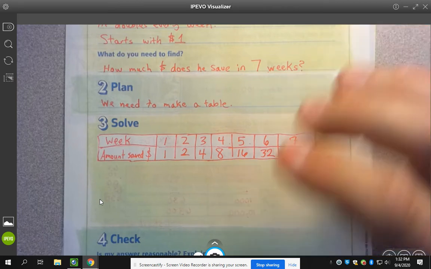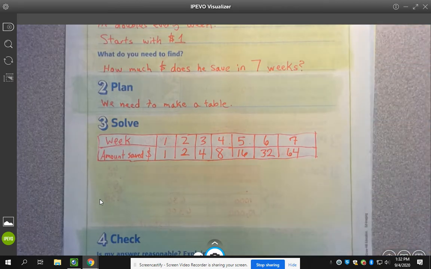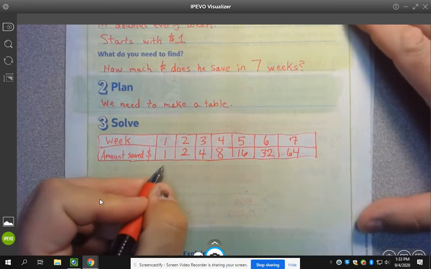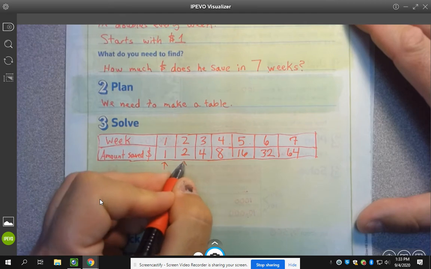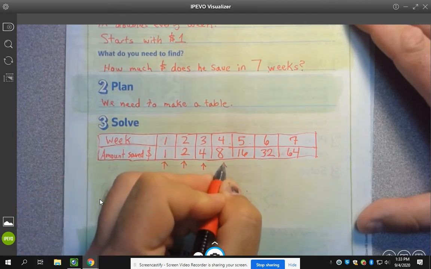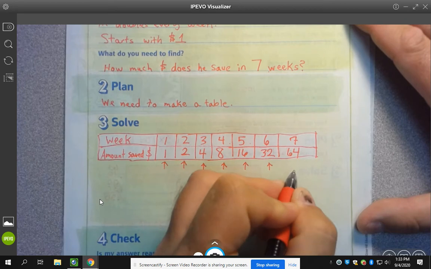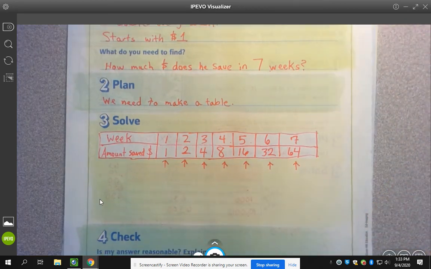No, we didn't answer yet. Because here's why. It's talking about if he saves $1 the first week and he doubles the amount he saves each week. That means here he saves $1. Here he saves $2. Here he saves $4. Here he saves 8. Here he saves 16. Here he saves 32. Here he saves 64. That's just how much he saved that week. Let's say he got a paycheck. Does that mean how much money he saved total? No. So what do we got to do? We got to add them all up.